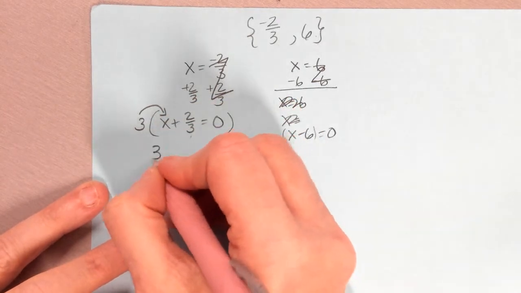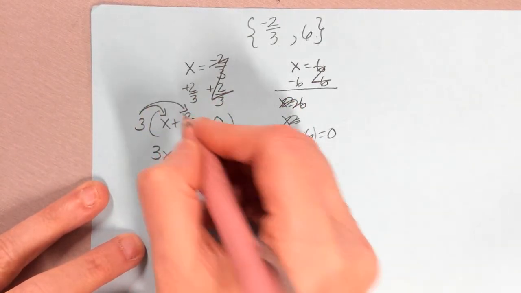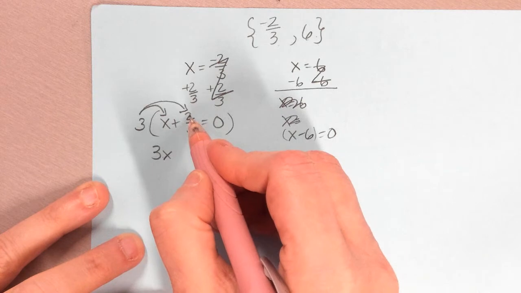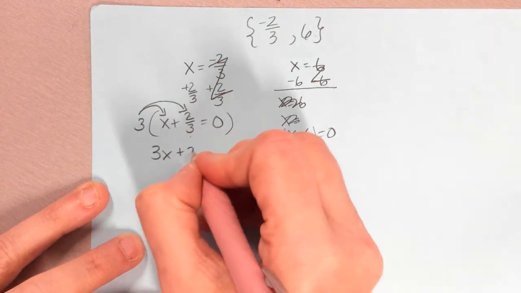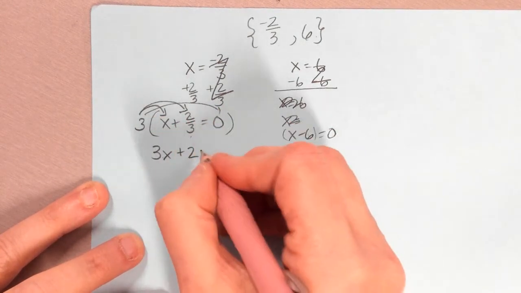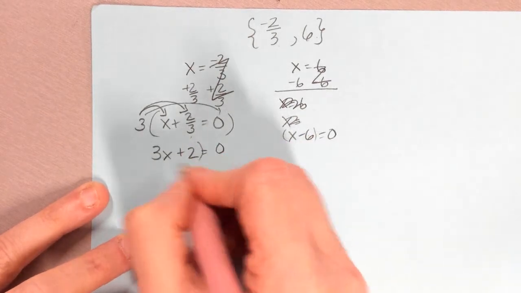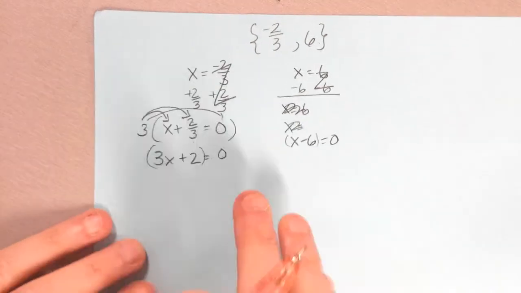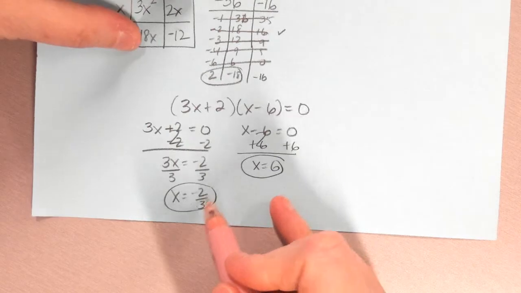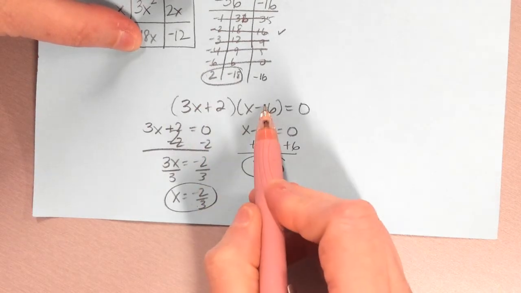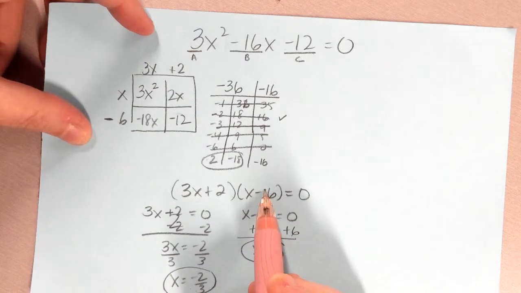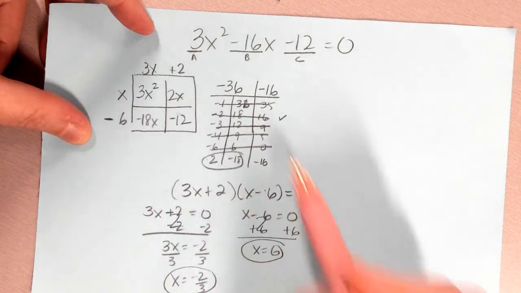3 times x is 3x. 3 times 2/3, that's 3 times 2 is 6. 6 divided by 3 is positive 2. Equals 3 times 0, which is 0. There's my second factor. So notice, I went from solutions back to factored form. Now, I got to multiply it together, but I don't need to factor it.